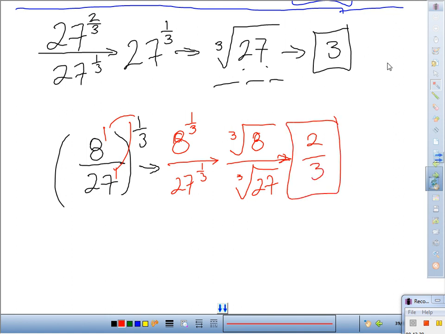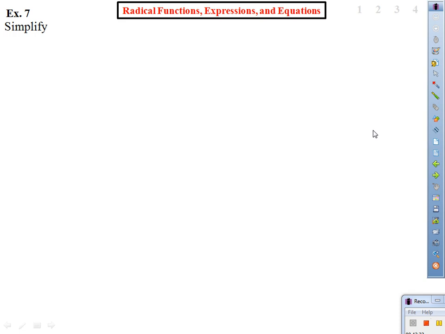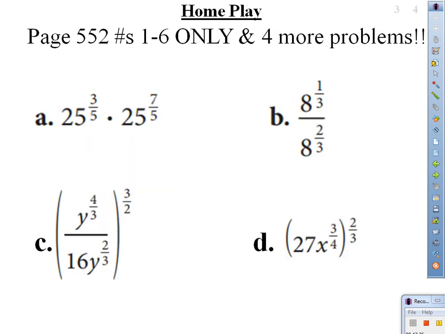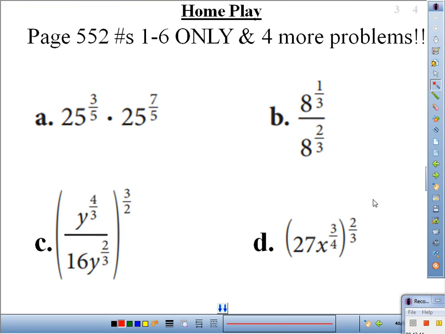That is correct. All right, so hopefully for tonight, page 552, numbers 1 through 6, and those 4. Enjoy your homework. See you guys tomorrow.